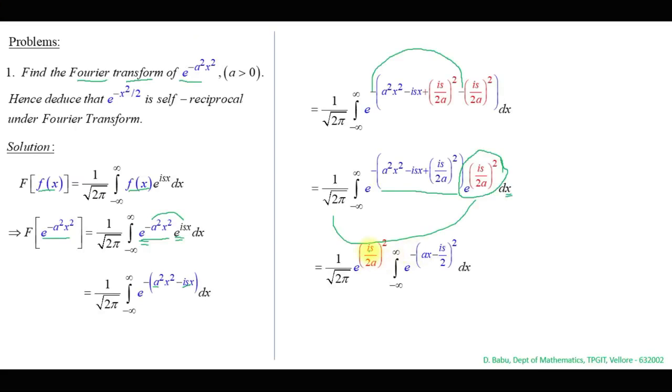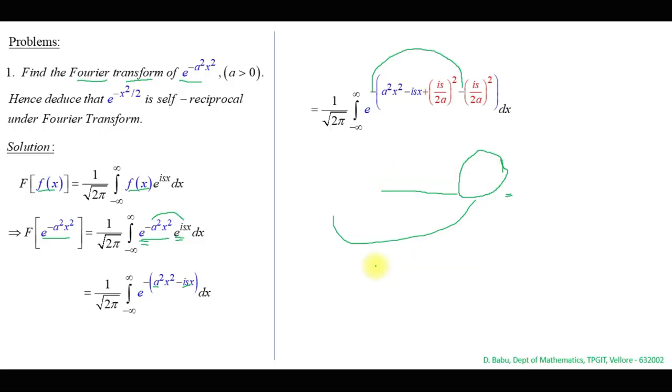Which is equal to 1 divided by square root of 2 pi. So i square, what is i square? Minus 1. This is a square. 2 square is 4. a square is a square. A equals a square. That is minus s square by 4a square.